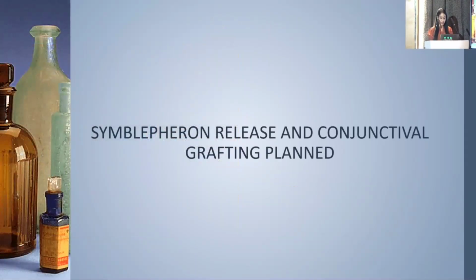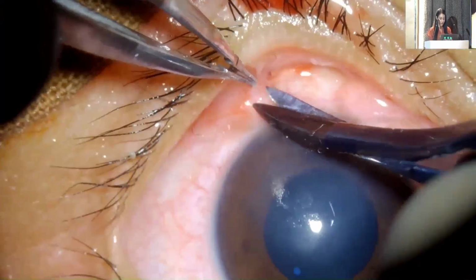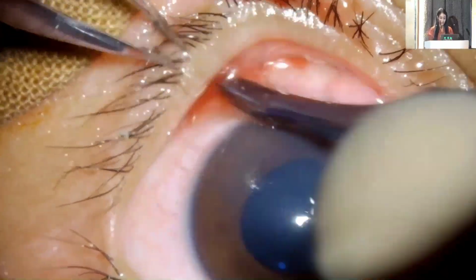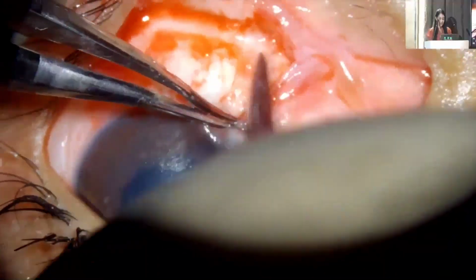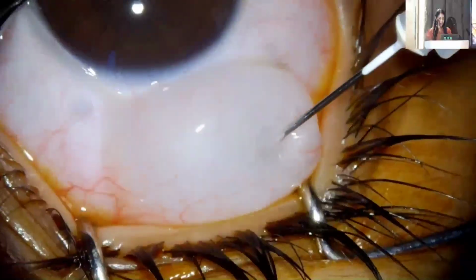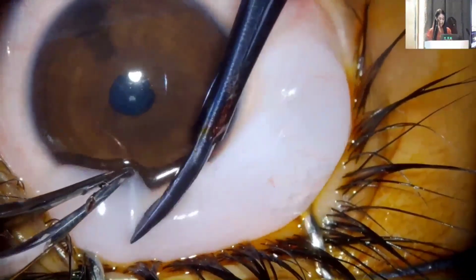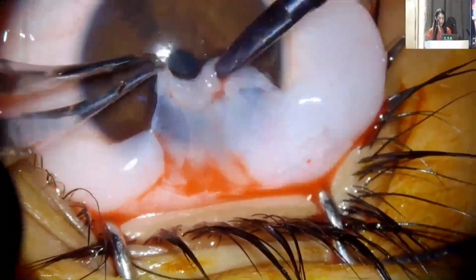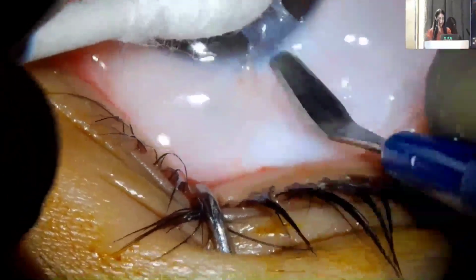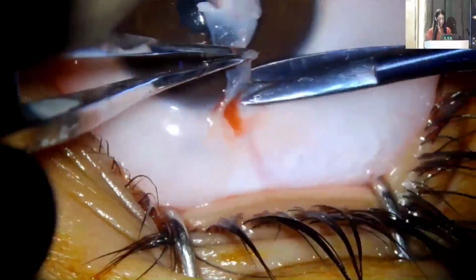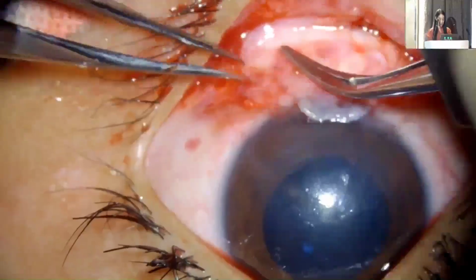So the patient was planned not only for symblepharon release, but conjunctival autografting from the other eye. Releasing the adhesions, which is important to look into the subconjunctival area, preparing the limbal graft, securing 1 centimeter limbal stem cells, and finally suturing onto the defect. Ensure that the fornices are well pushed in.